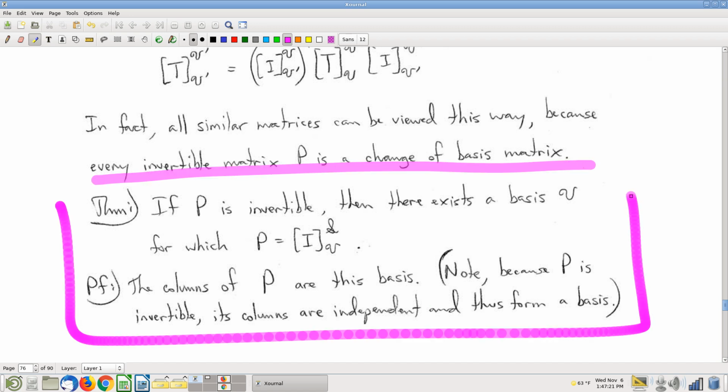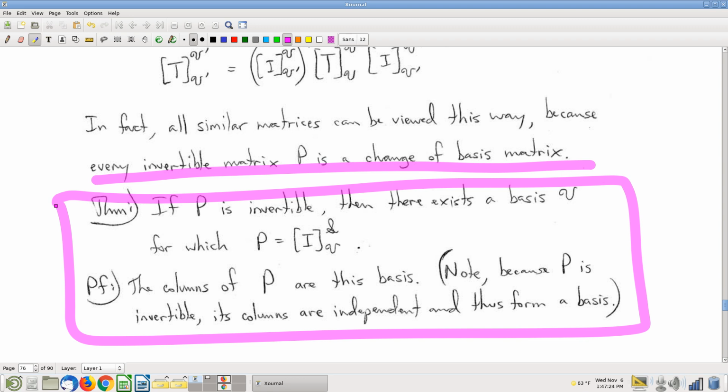Here's the theorem. Here's the outline of the proof. The details of the proof, how you would write this down, for example, hypothetically on an exam, if this was an exam question, I'm going to leave as a practice exercise for y'all. The big idea is right here. The big idea is that if you have an invertible matrix, you want to show that there exists a basis V that makes this a change of basis matrix. Well, the columns of P are that basis.